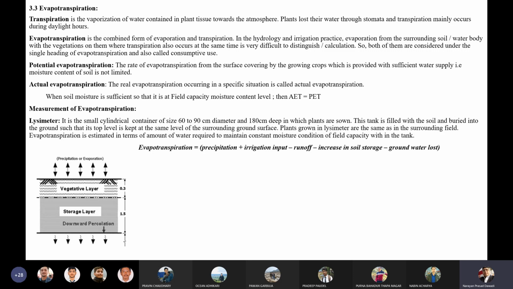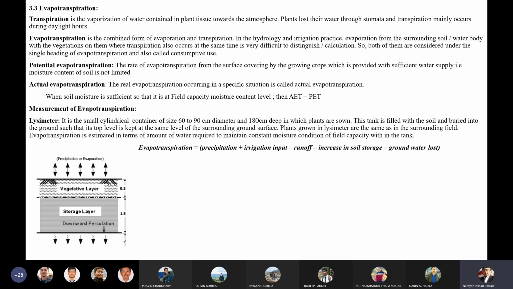If the irrigation or any other means of water supply to the crop is not provided up to the field capacity, then from such soil and the vegetation on such soils, the evaporation and transpiration that occurs is called actual evapotranspiration. When the field capacity, the maximum water holding capacity, is obtained, at that time actual evapotranspiration and potential evapotranspiration will be equal and the same. And that's why the definition is different.